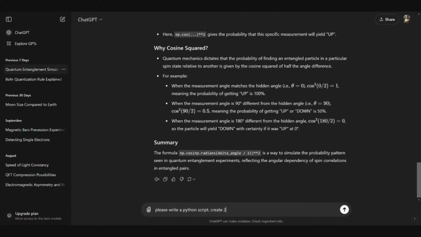Create two particles, each with a spin direction between 0 and 360. It can't be both 0 and 360 because 0 is 360, so it's between 1 and 360 degrees.